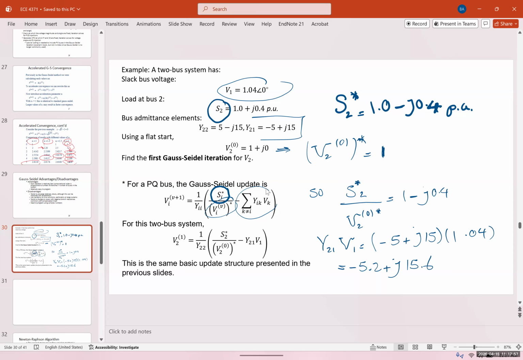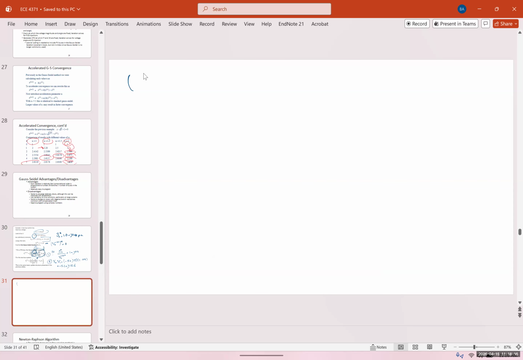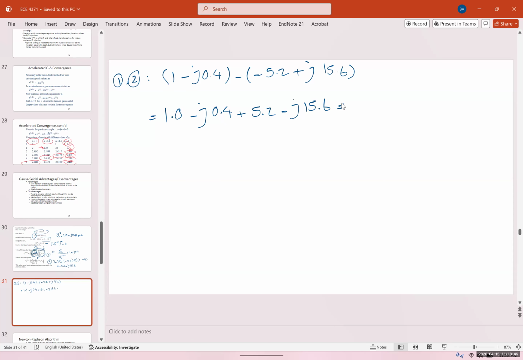Okay. Now we want to compute the total, this bracketed term. We have already this is 1, and this is 2. So we want to compute 1 minus 2, the bracketed one that we have. I'm going to write it like this: 1 and 2 combined is going to be 1 minus j0.4 minus (-5.2 plus j15.6), which would be equal to 1 minus j0.4 plus 5.2 minus j15.6, which gives us 6.2 minus j16.